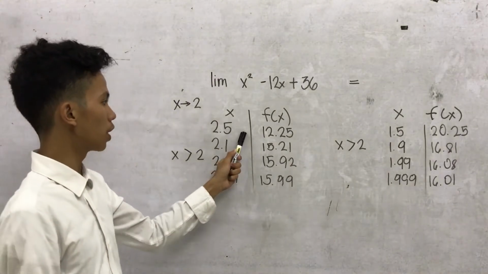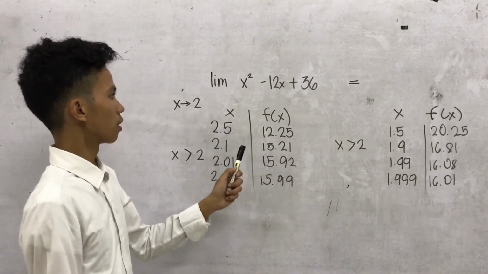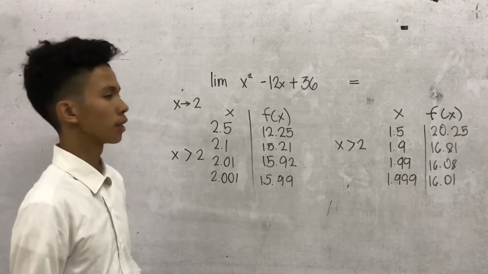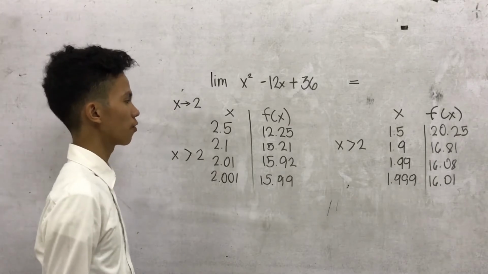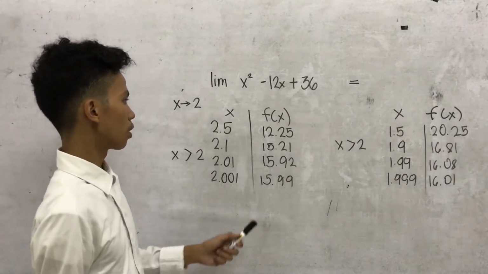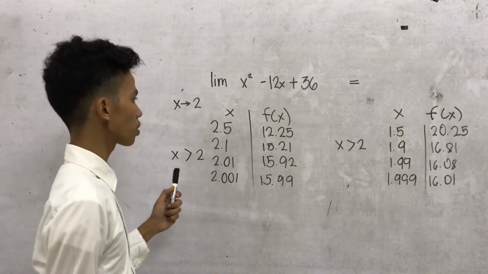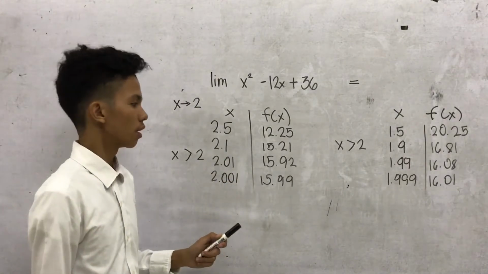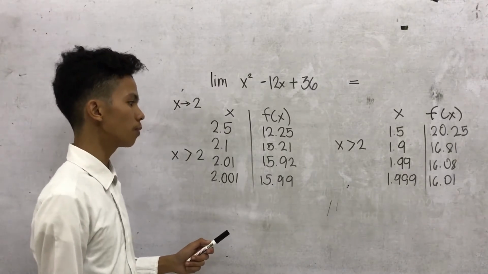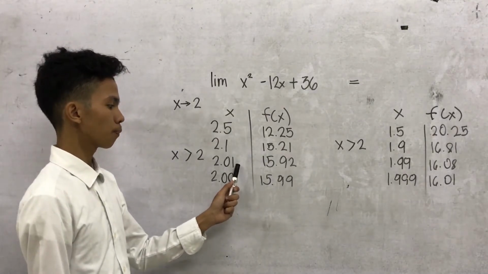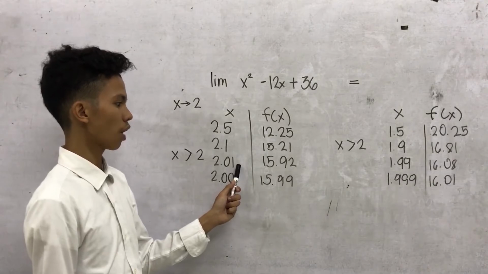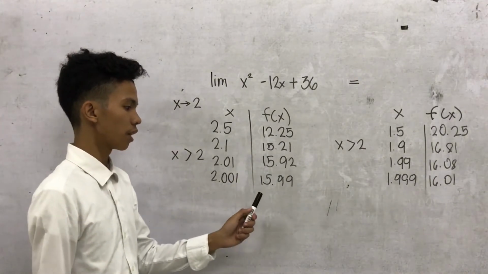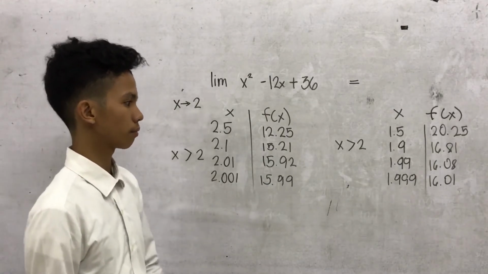So for the first value of x, the formula must be 2.5 squared minus 12 times 2.5 plus 36. And the answer of that, or the f of x of that, is 12.25. For 2.1, the f of x is 15.21. And for 2.01, the f of x is 15.92. For 2.001, the answer is 15.99.